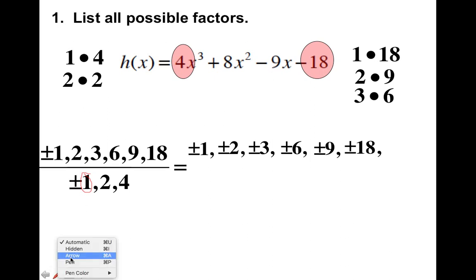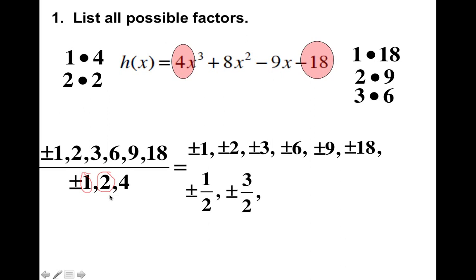Now we're going to divide all of the numbers on the top by 2. So 1 divided by 2 is a half. 2 divided by 2 is 1, which we already have. 3 divided by 2, that's another possible factor. 6 divided by 2 is 3, we've already listed that. 9 divided by 2 is a new one. 18 divided by 2 is 9, which we already have.